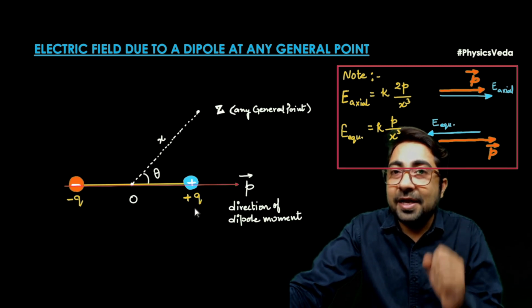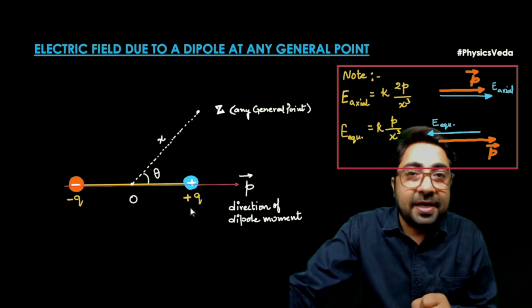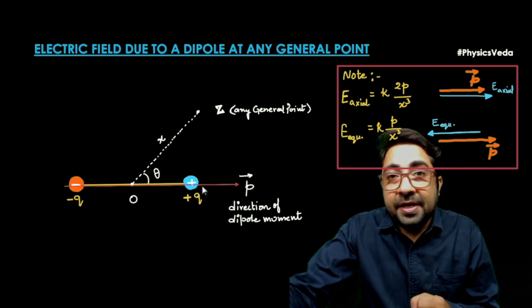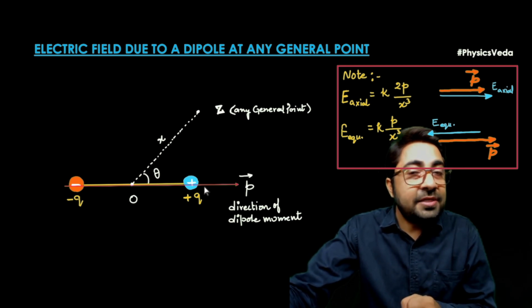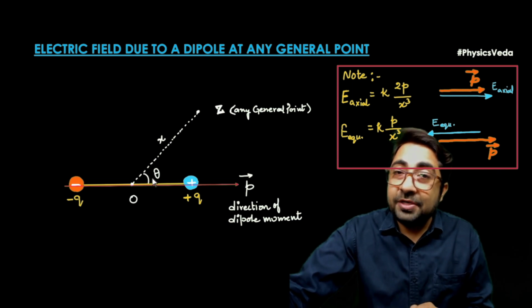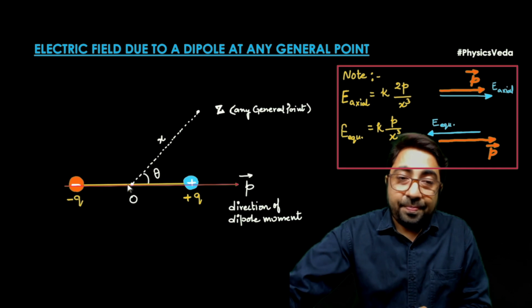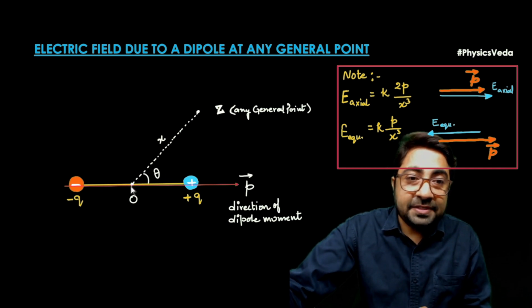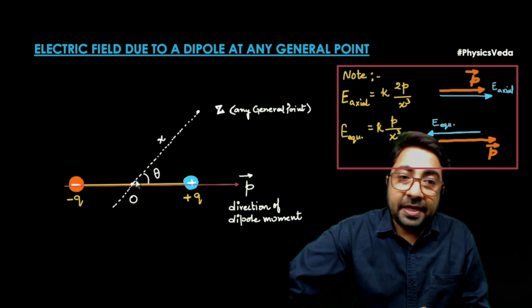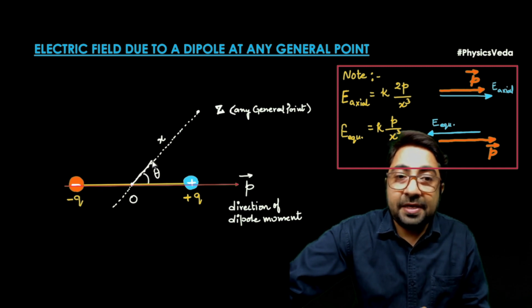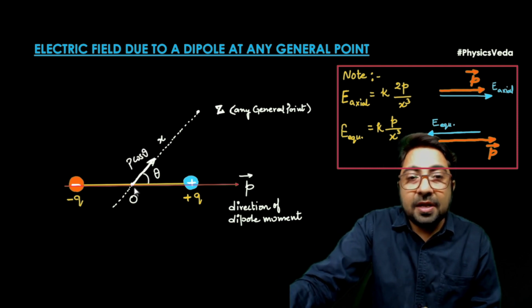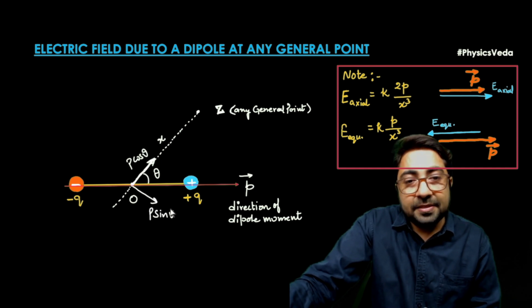So here I can split the electrical dipole moment into two components. One component is the horizontal component and another component is the vertical component. So let's split the components of the electrical dipole moment. If I extend this reference line here, then the vector along this direction, that is along the line to the point Z, is P cos theta, and the perpendicular component is P sin theta.